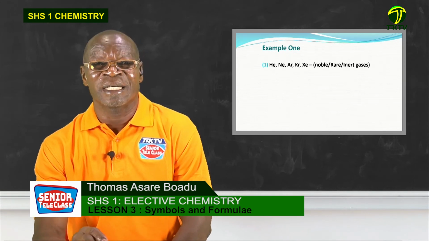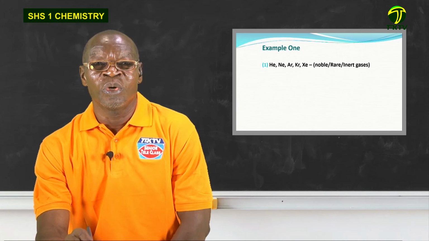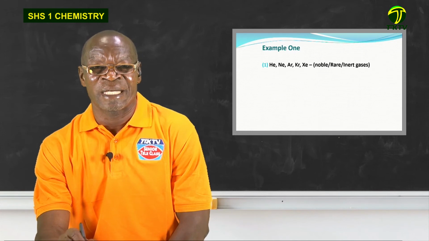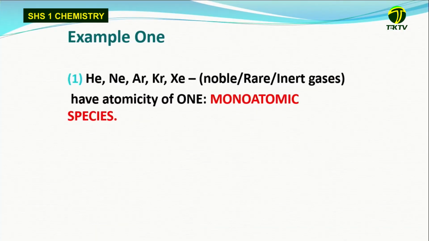And we see that helium, neon, argon, krypton, xenon, though all of them have 2 letters, there is no number attached. So what do we say? We say that these elements have atomicity of 1. So we say that they are monoatomic species.